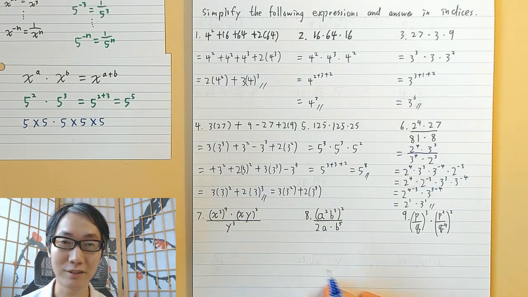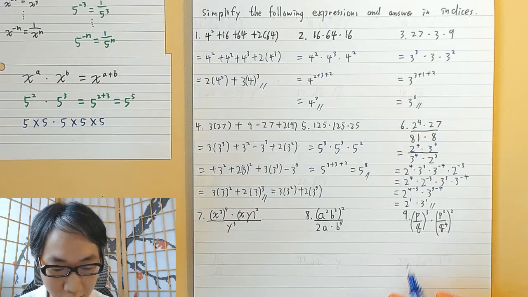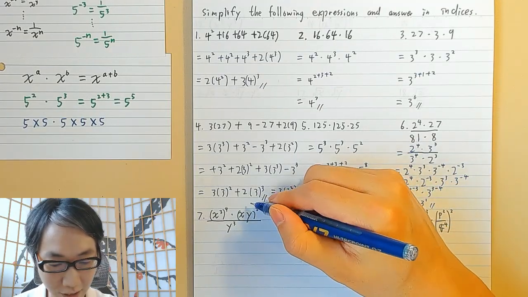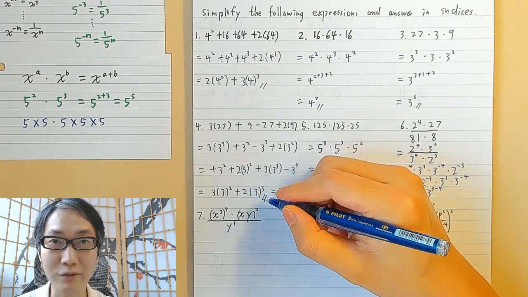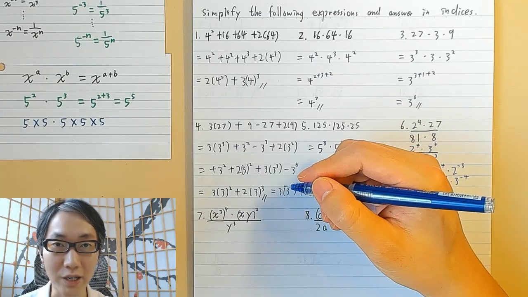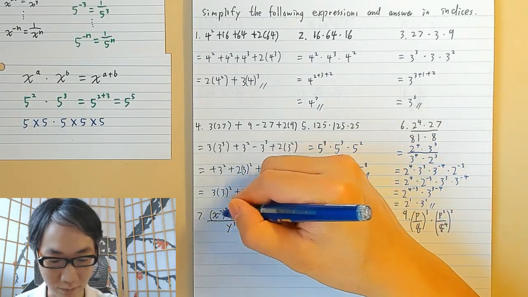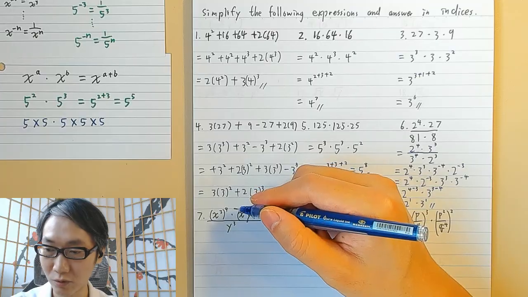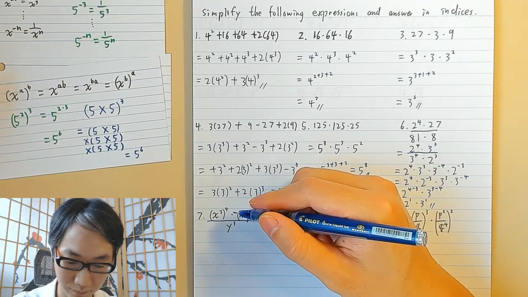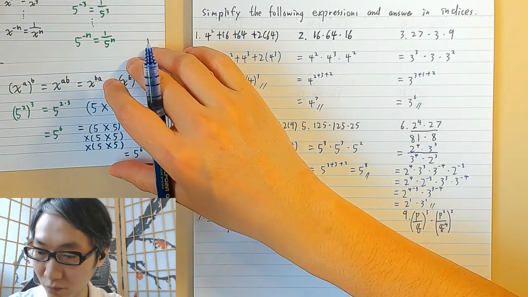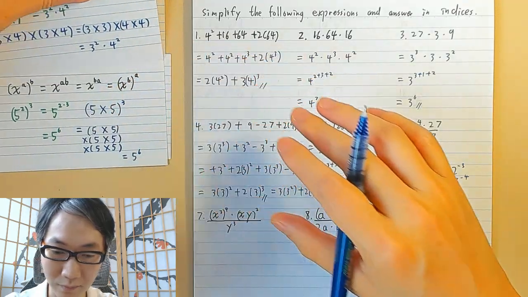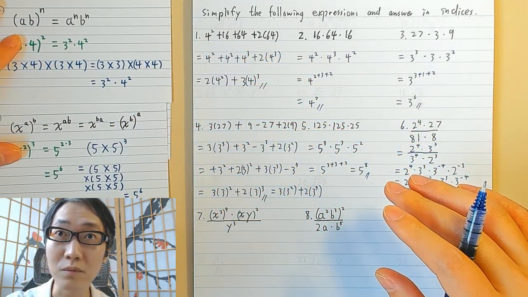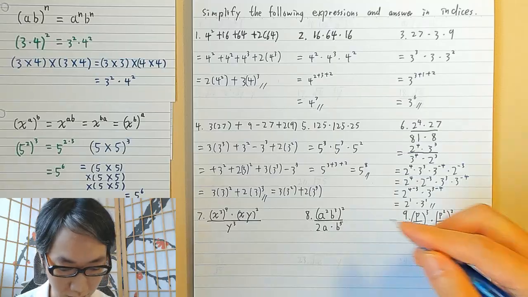So number 7, x to the power of 3 times the power of 4 times xy bracket to the power of 2 over y cubed. So this one is the multiplication rules. And the distribution rules.